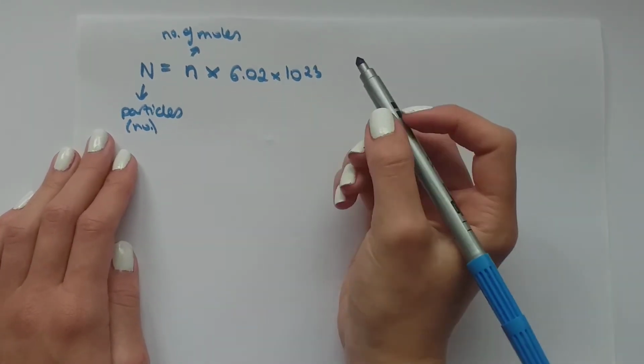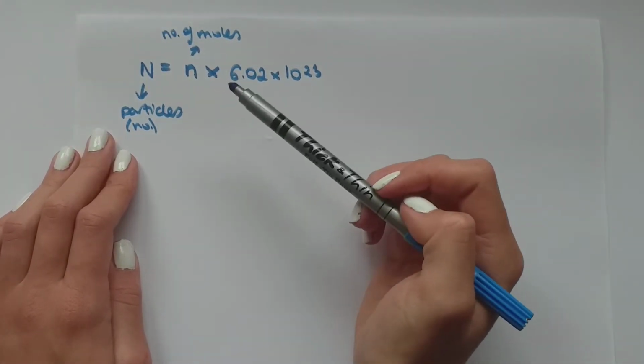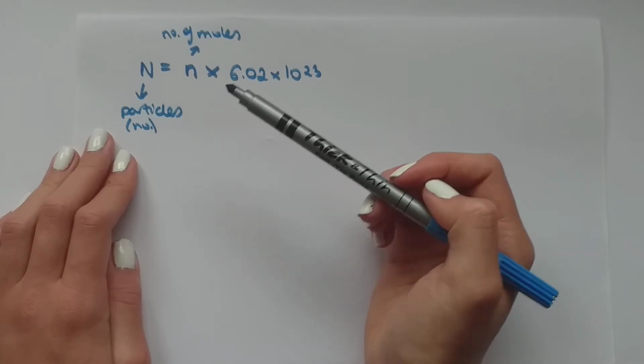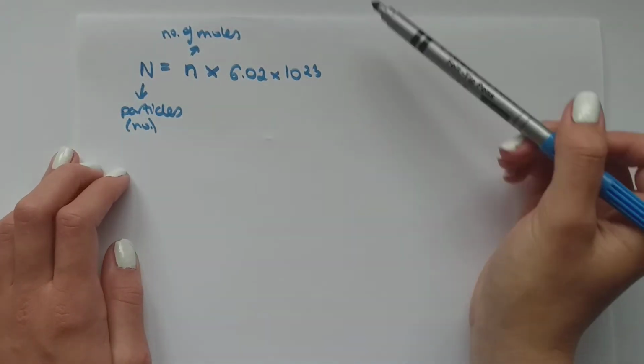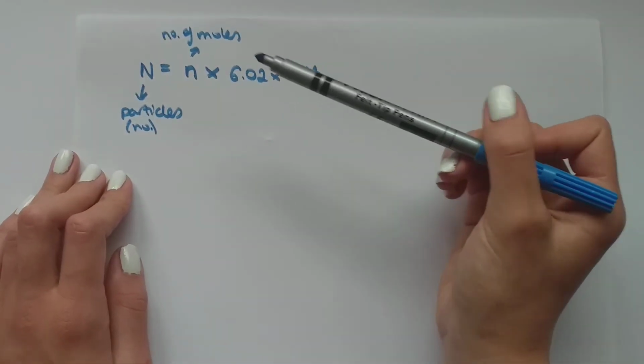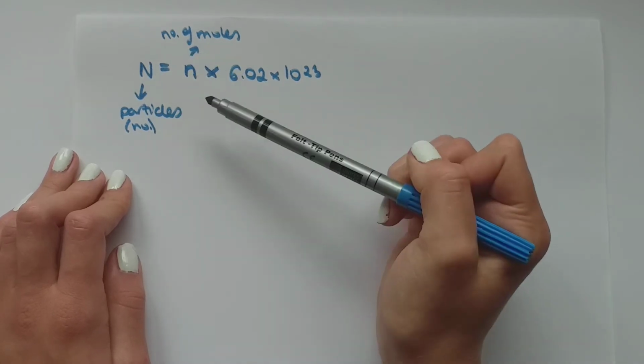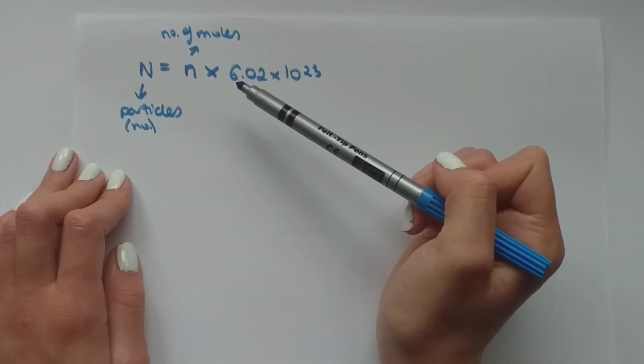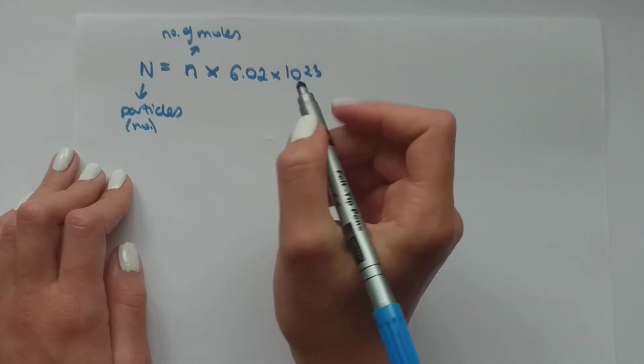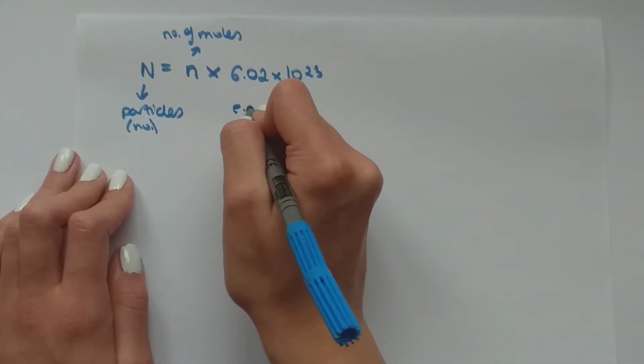So, you're often asked to find the number of particles. And then this is the equation that you have to use. N is your number of particles, number of moles times the Avogadro's constant. So let's see an example.